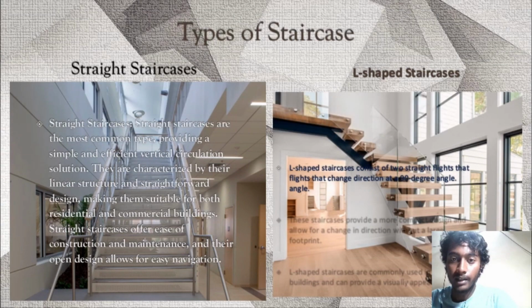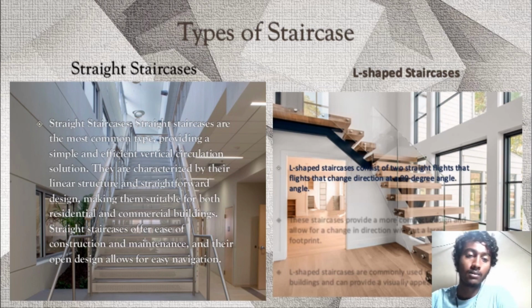So the types of staircases. The first one is the straight staircase. The most common staircase is the straight staircase. This one is straightforward and the design is linear, so it is used in most of the commercial and industrial buildings. It is simple and easy to navigate through it, and it increases the ease of construction and maintenance as the design is easy.